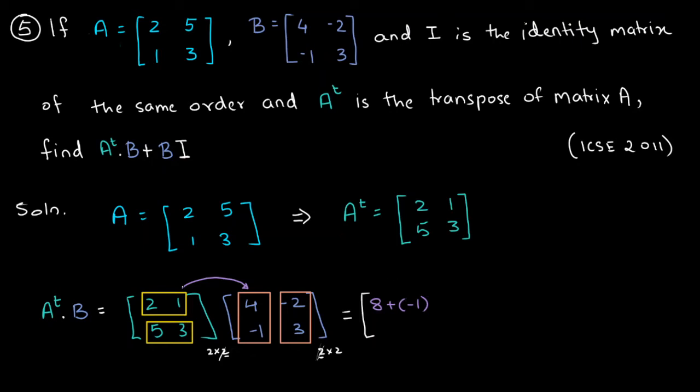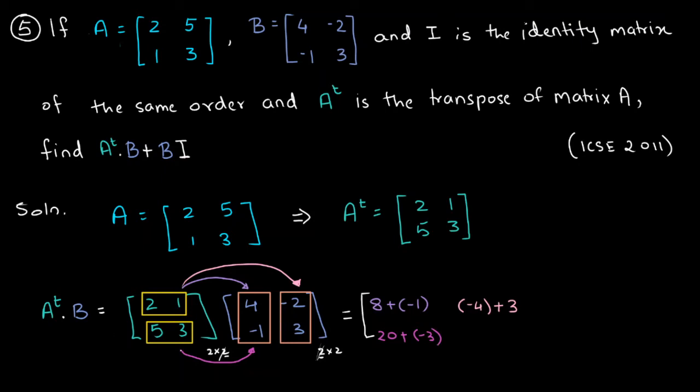Now we are moving on to the first row second column element. So that will give me 2 into minus 2, which is minus 4, and 1 into 3, so plus 3, right? Further on, now we're done with the first row. Let's go on to the second row. For the second row, it will be the second row first column. So 5 into 4, which is 20, and plus 3 into minus 1, which is minus 3, right?